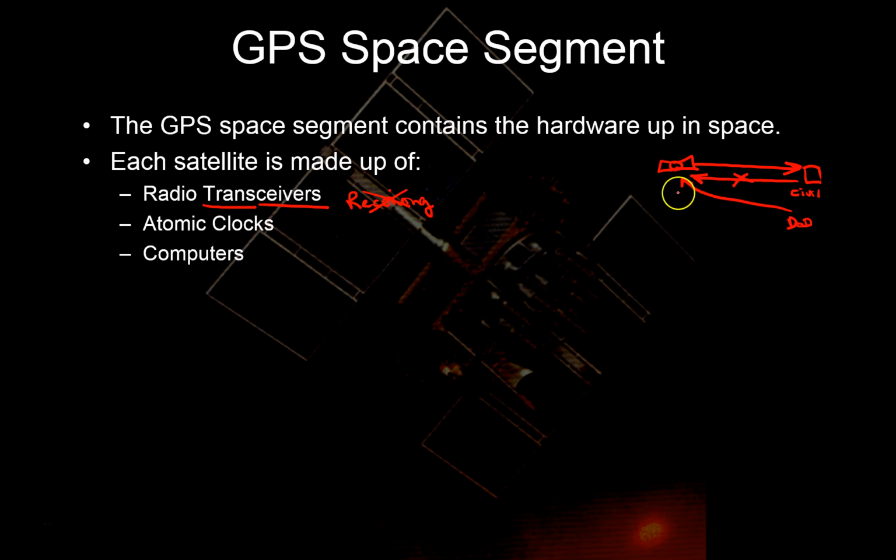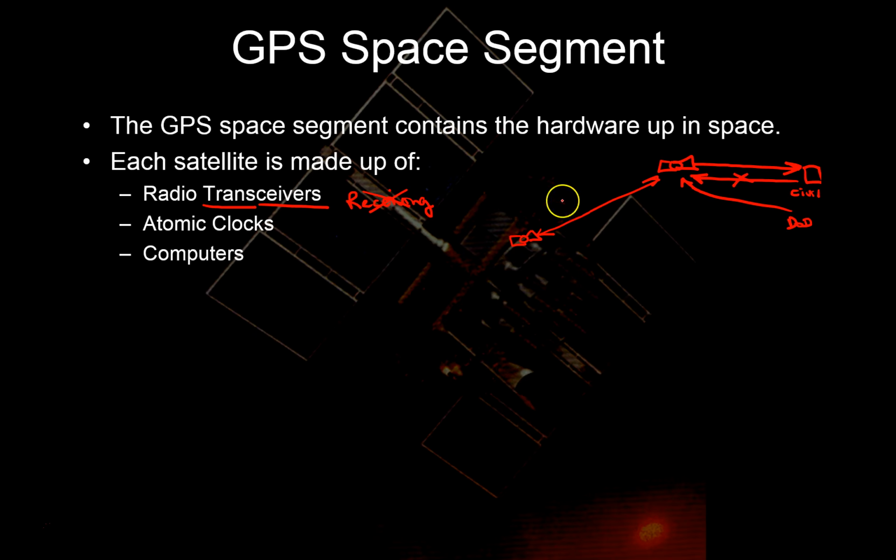There are obviously computing systems that are going to receive the upload information, do some processing, take the information and send it back down. And again, the satellites are getting smarter and smarter as GPS is being modernized. The latest block of satellites are able to actually communicate between each other.